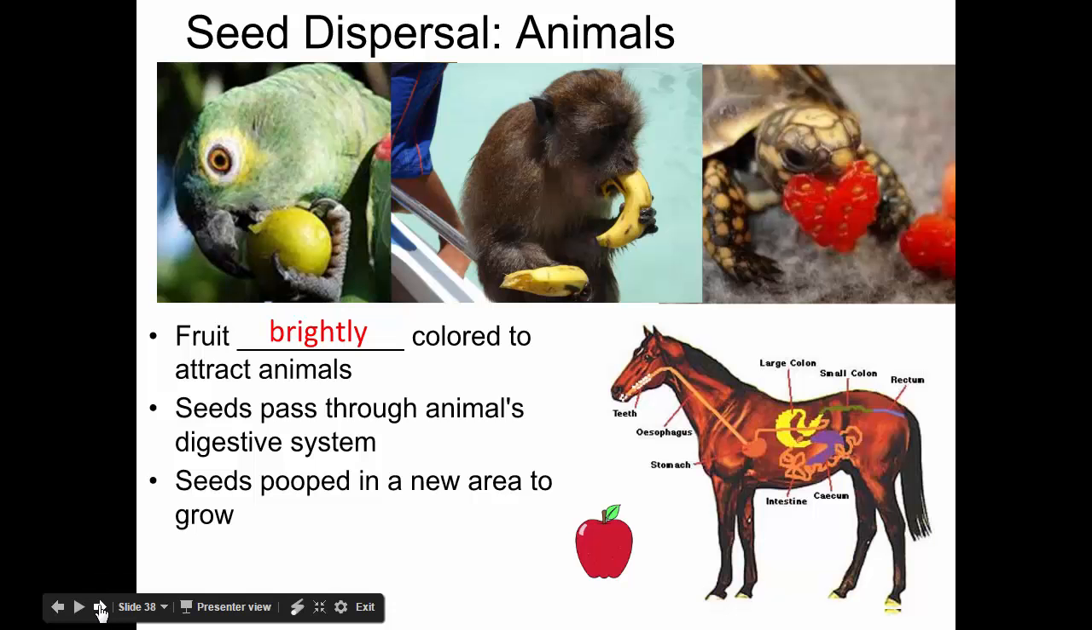All right. So again, animals are very important not only in pollination, like insects are important in pollination, but also in seed dispersal. Generally larger animals. So again, you have the bird, the monkey eating the banana, the turtle eating this tiny little heart-shaped piece of strawberry right here. But all of these consume the seeds and then eventually poop them out in a new area.